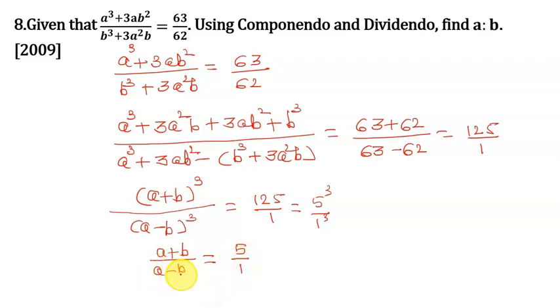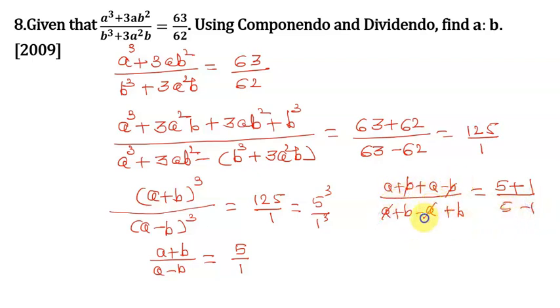Again apply the componendo and dividendo, then you will get here a plus b plus a minus b, this whole divided by a plus b minus in bracket a minus b, then a will become minus and minus b will become here plus b, and that's equals to 5 plus 1 upon 5 minus 1. These two terms get cancelled, plus a minus a get cancelled. You will get here 2a upon 2b is equals to 6 upon 4.